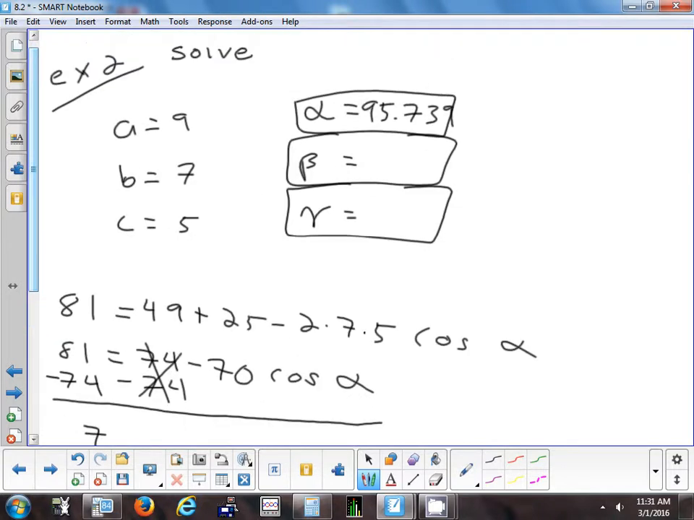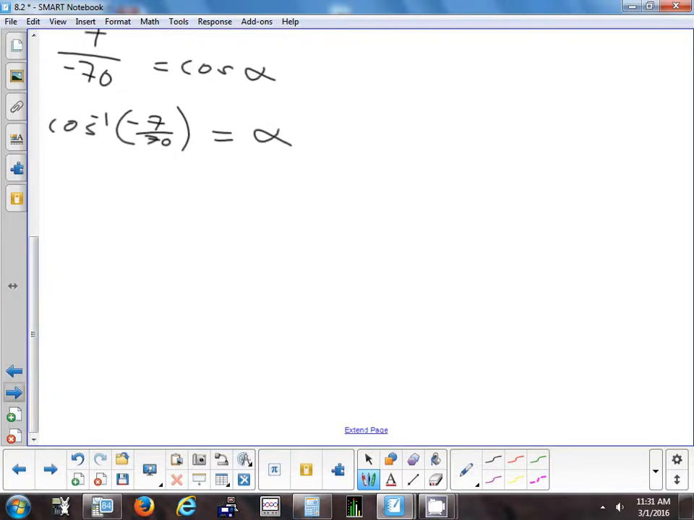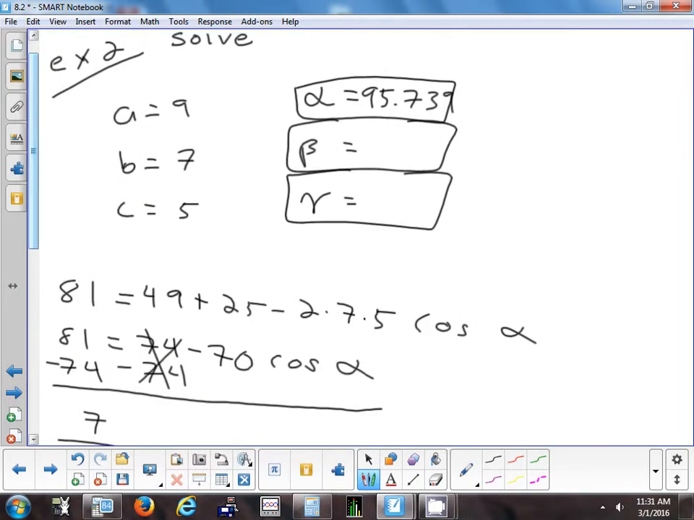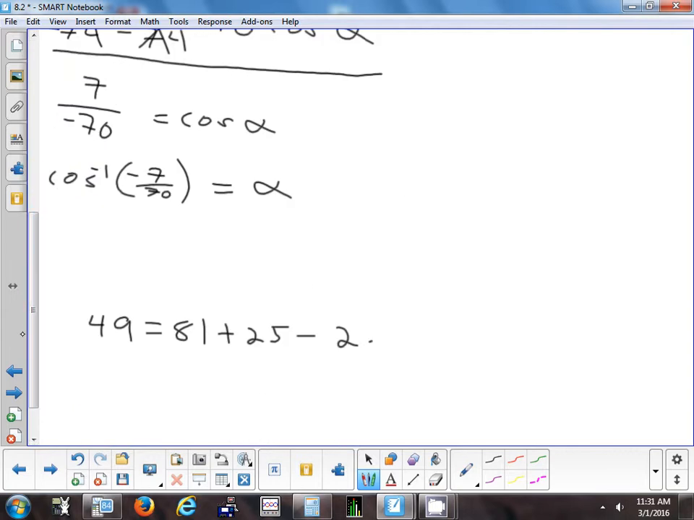So I'm just going to ask people for these numbers so I don't have to scroll up and down. What's b? 7. So b squared equals... what's a? 9. So 81 plus 25 minus 2 times 9 times 5. 90. Yep, 90 times cosine. What are we solving for? Beta.